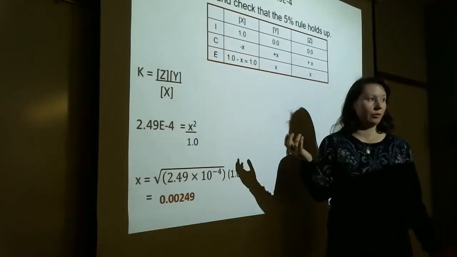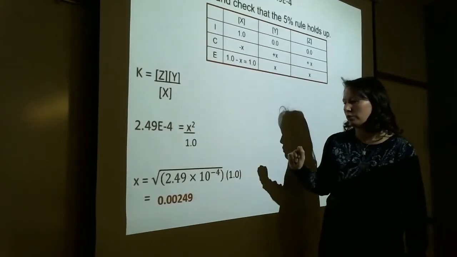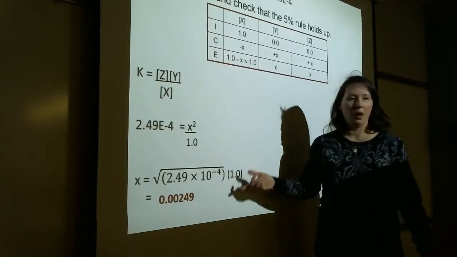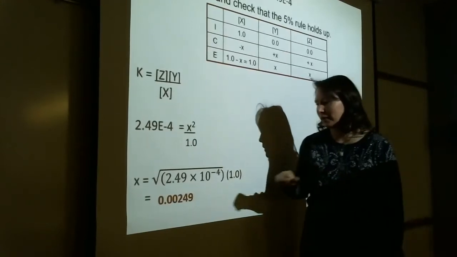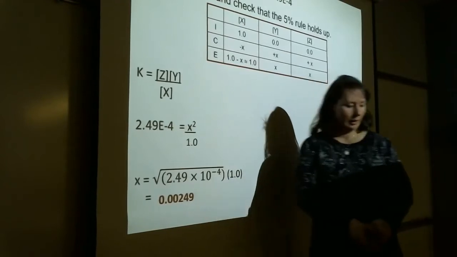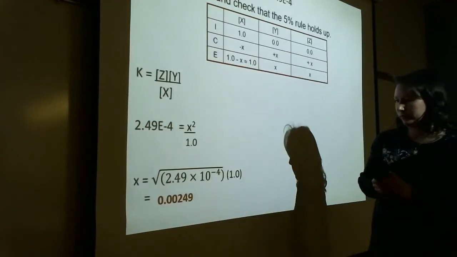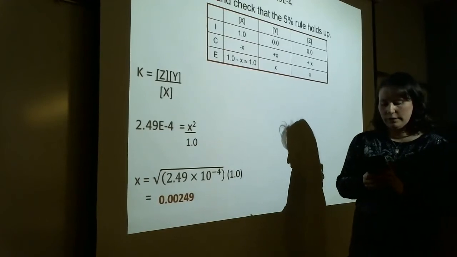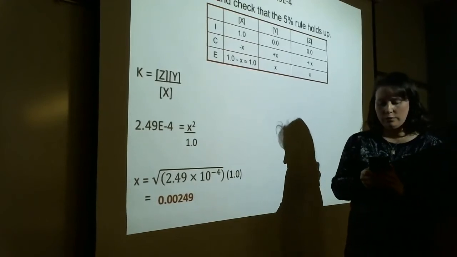So how do I get rid of something that's being squared? I just take the square root, right? Dividing by 1, that's not going to change the number any. So I take the square root, and I get 0.00249. Double check my math just to be sure. 2.49 e to the negative 4th square root.